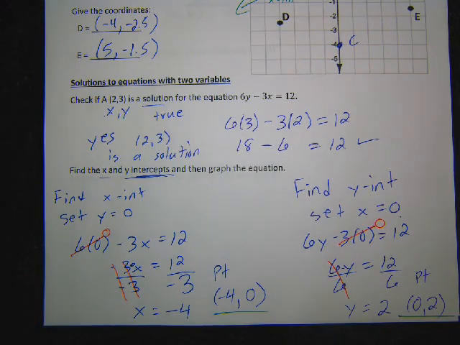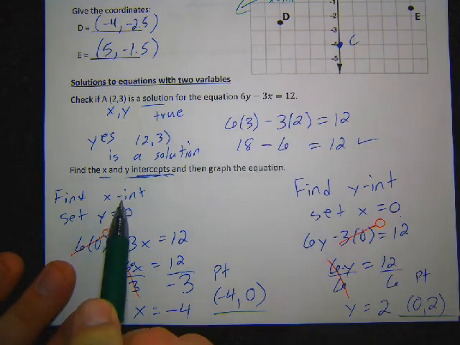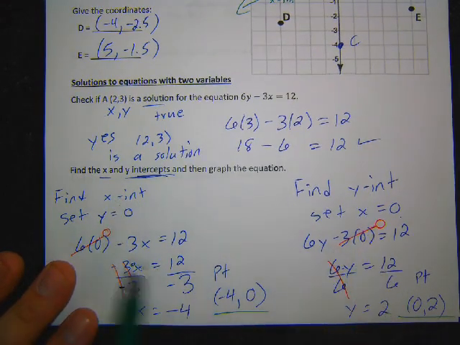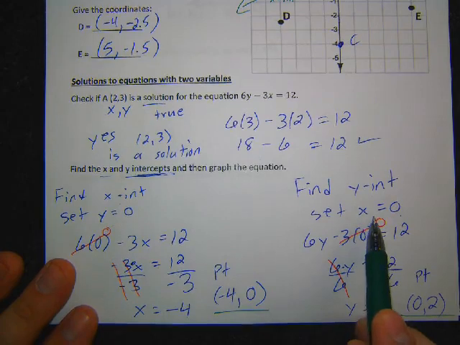And we'll see that come up later on in the semester when we get to more complex equations. It's always nice to be able to go back and find these intercepts by just setting the opposite letters equal to 0, and you can get those intercepts. Okay, that's the first part.